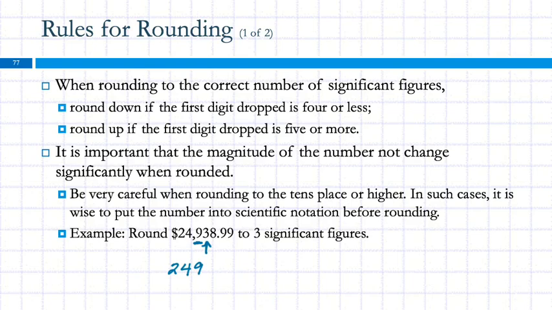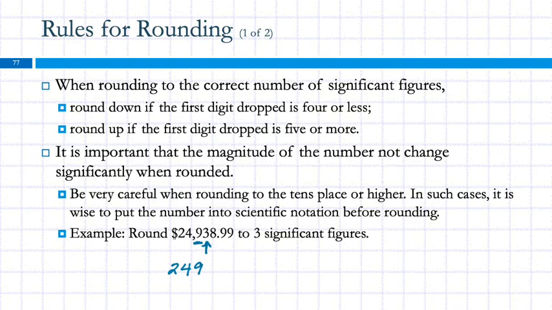Can I round 24,938.99 to 249? No. When you round a number, you just go to the nearest something. You don't change the magnitude, right? It's still really close to what it was before. So here I am rounding in the thousands place. Well, no, hundreds place. Hundreds place, right?